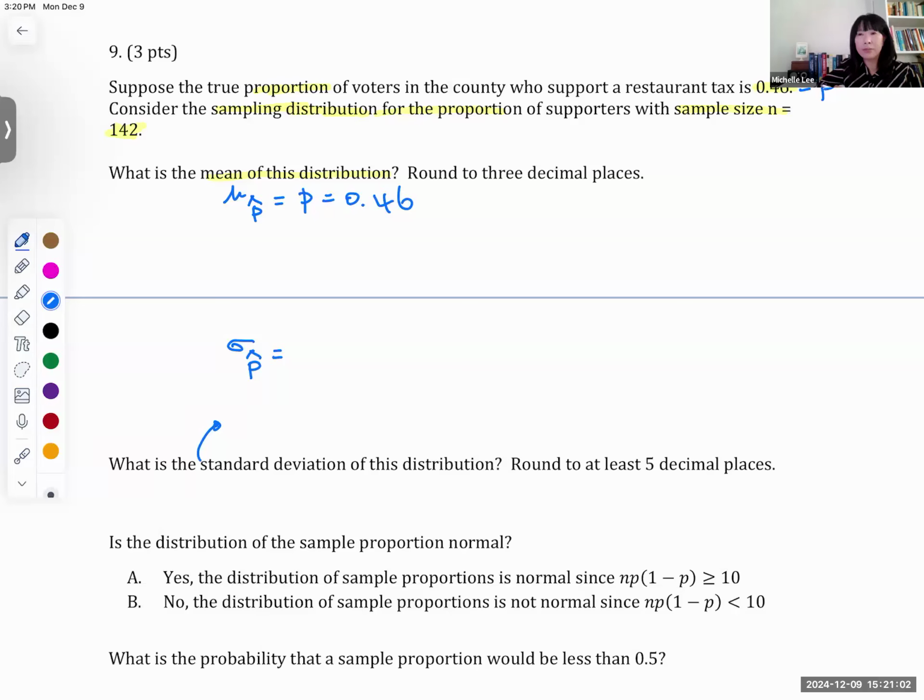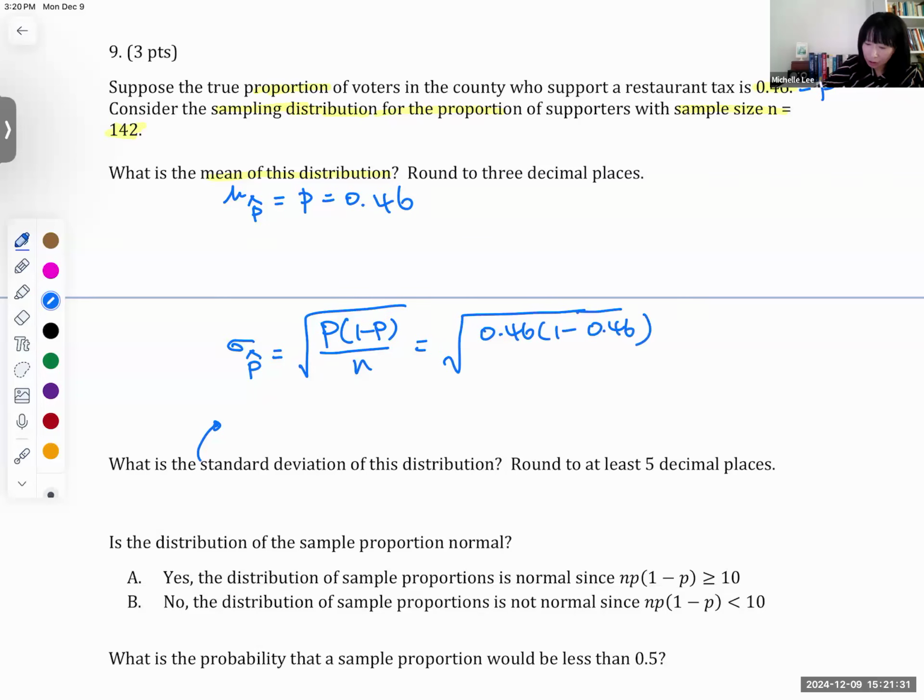It's hard to type, huh? So it's the square root of p times 1 minus p, over n. Yes? Okay, so there will be the square root of 0.46 times 1 minus 0.46. Can you please calculate? Over, in the case of 142.